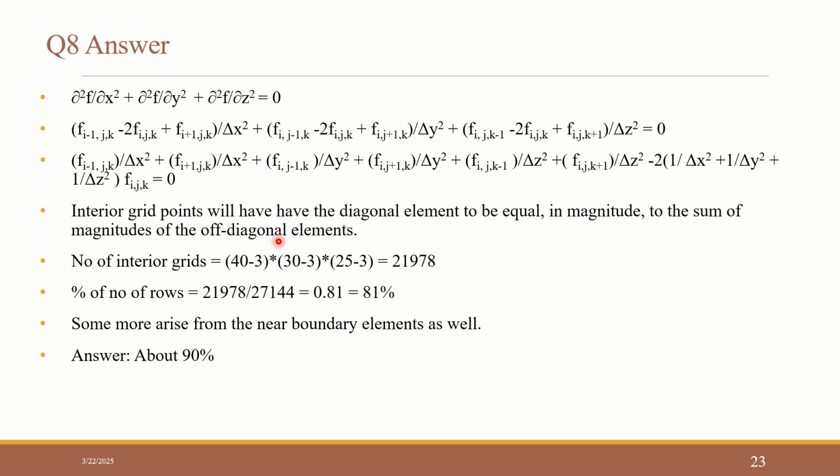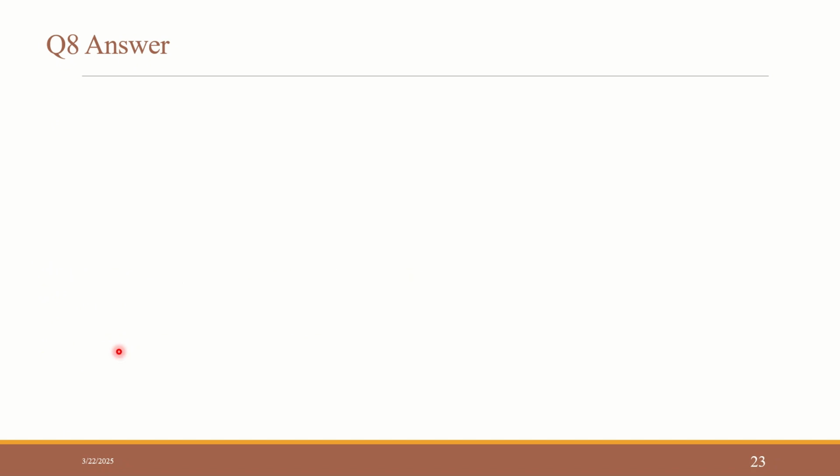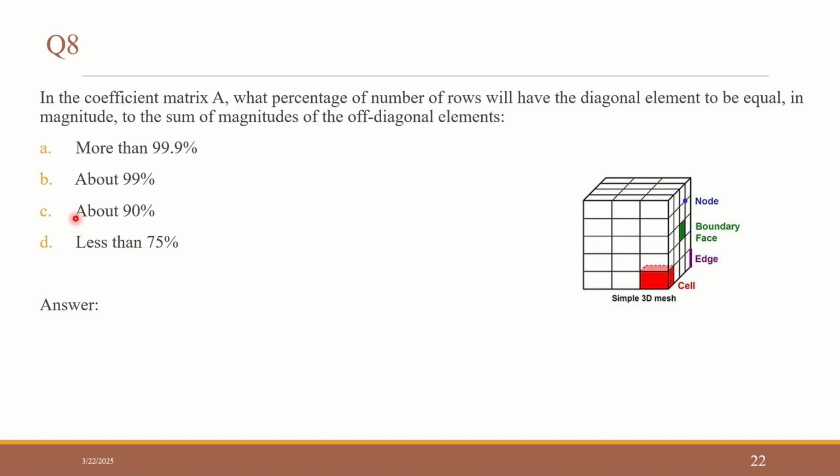Sorry, about 90 percentage. Like 81 percentage plus some more might arise from the boundary elements, near boundary elements as well, and it will lead to total 90 percentage. So it is not exactly 90 percentage, it is about 90 percentage. So answer is option B, sorry, option C. Option B is 99 percentage, so answer is option C.